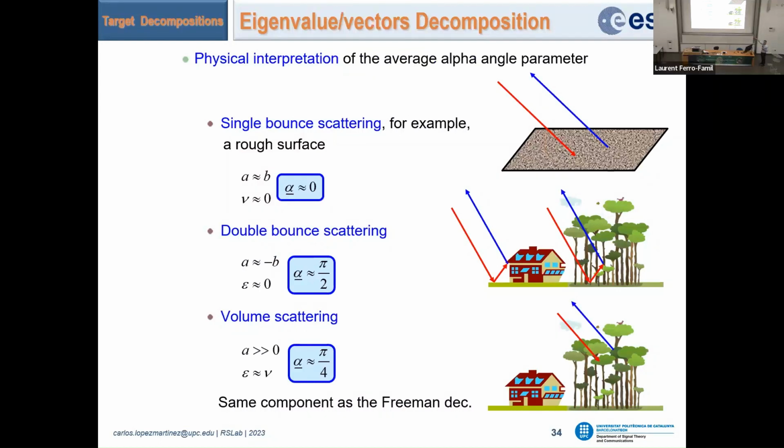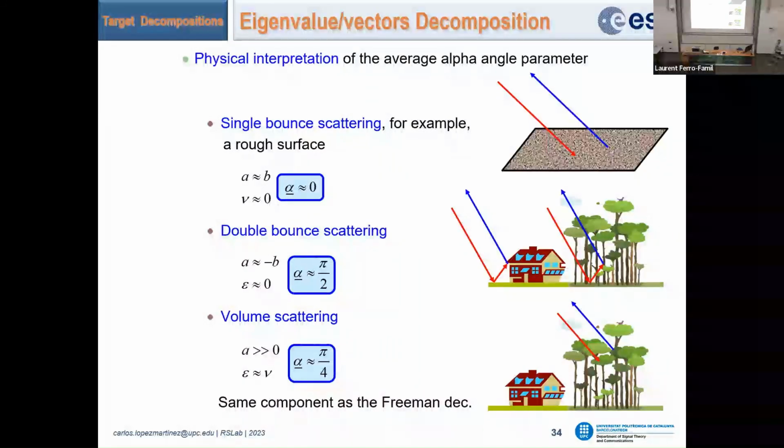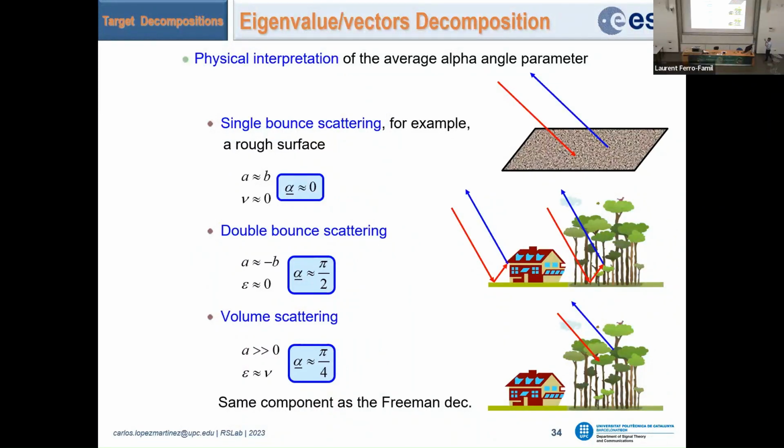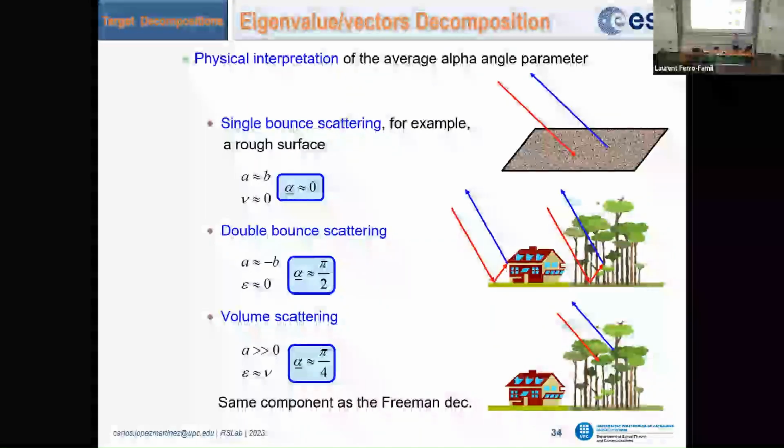When the mean alpha angle is equal to 0 or close to 0, that means that we are in the case of bare surfaces. In the case alpha is close to π/2, 90 degrees, the model gives us the information that we are in front of double bounce. And whenever alpha mean is π/4, we are in front of volume scattering. So this is the physical interpretation of the mechanisms which are obtained mathematically.